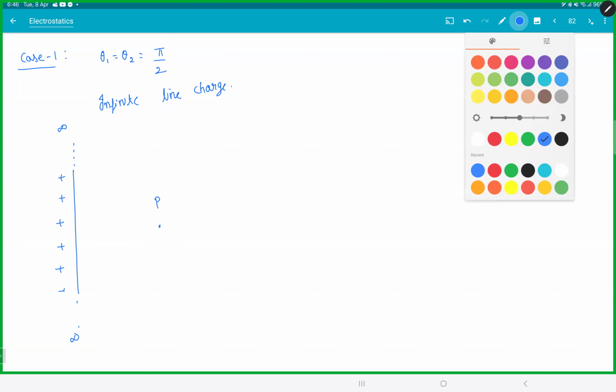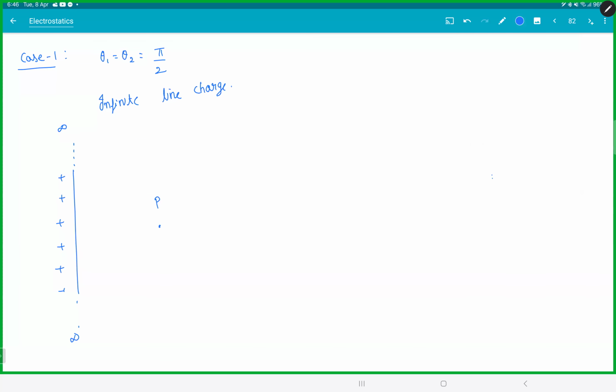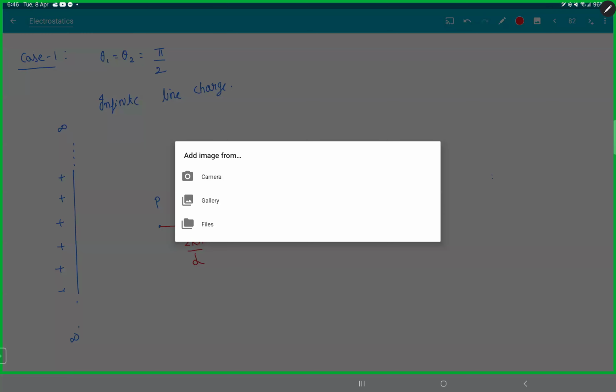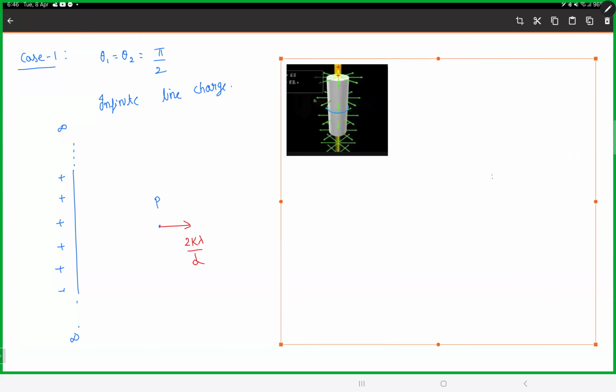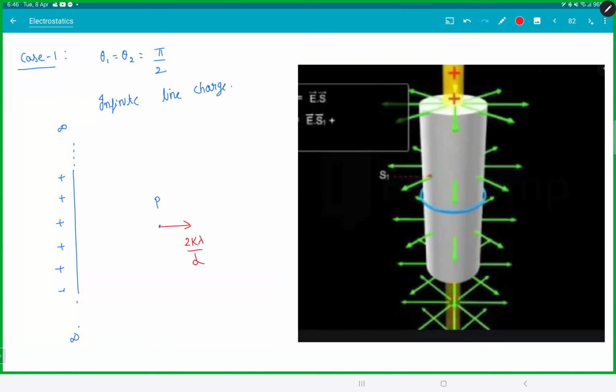So here there will be no component parallel to it. The component will become simply 2k lambda by d. And how will the field lines look like? The field lines would look something like this. They will be coming out of the rod radially away.